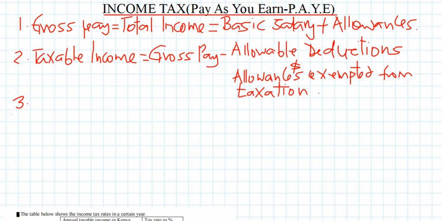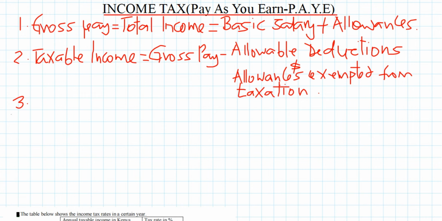So those allowable deductions, you make sure that you take them away from the gross pay so that you can obtain the taxable income. But in case in a question there are no allowable deductions, then the gross pay becomes the taxable income.